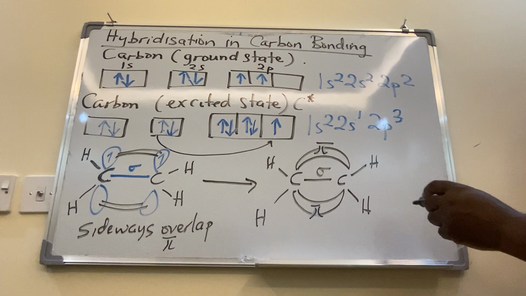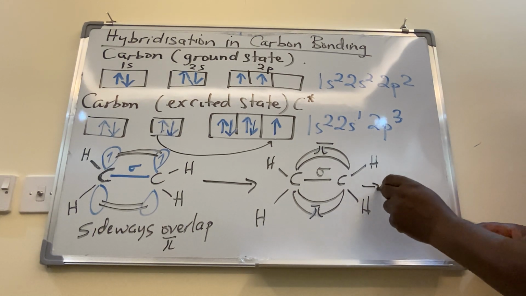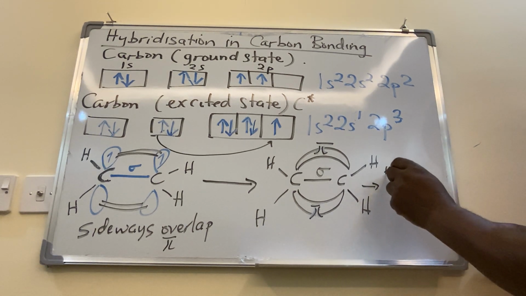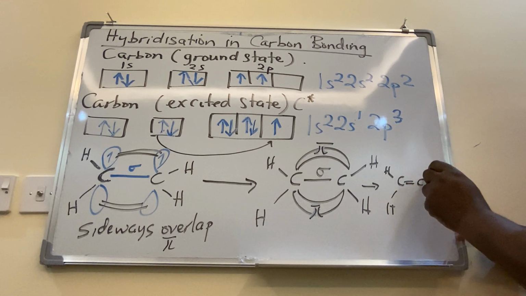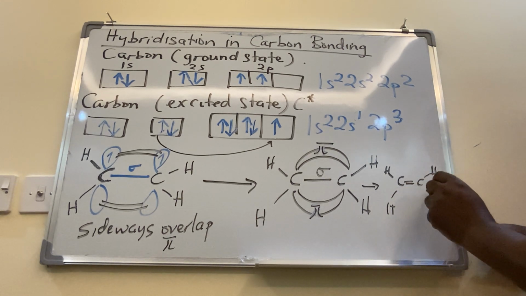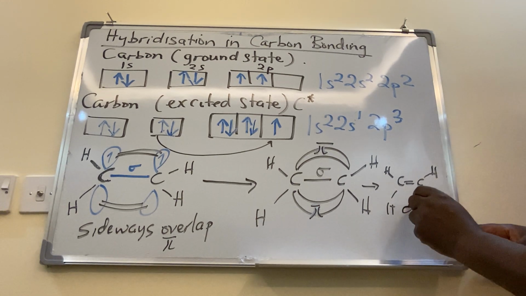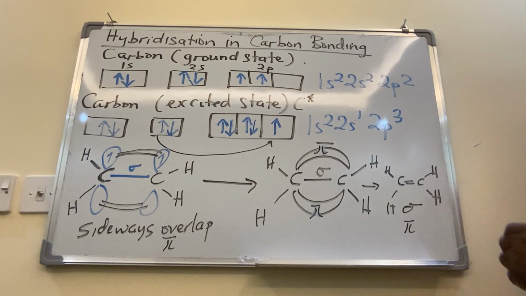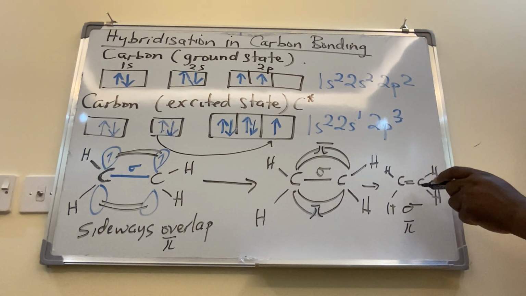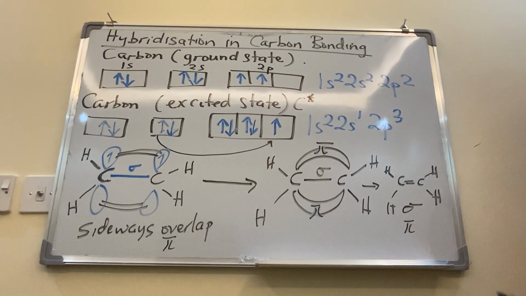Okay, so we are going to illustrate this molecule as our double bond. In the double bond, we are going to have a sigma bond and a pi bond. So every double bond that you talk about will be illustrated by a sigma bond and a pi bond. That's why a double bond will actually be stronger than a single bond.